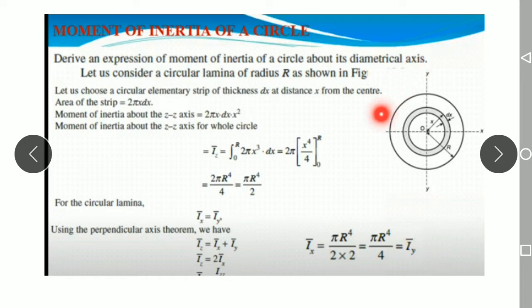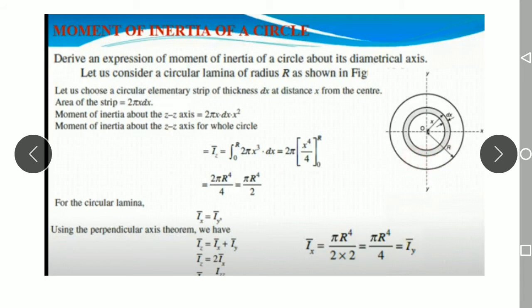Just observe, this is a circle. Consider the hollow strip here, which has a thickness dx. The strip has a radius x, and the entire circle has a radius r. Now you need to find the second moment of area, or the moment of inertia, of this circle about the x-axis, that is Ixx.